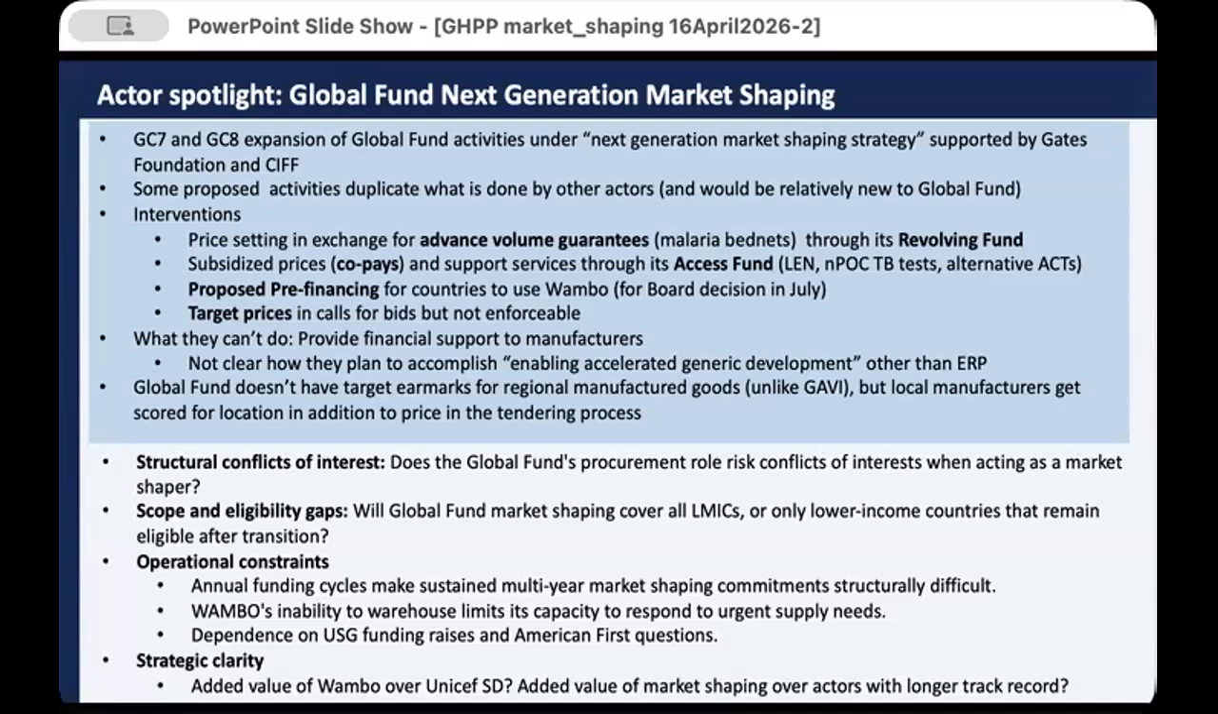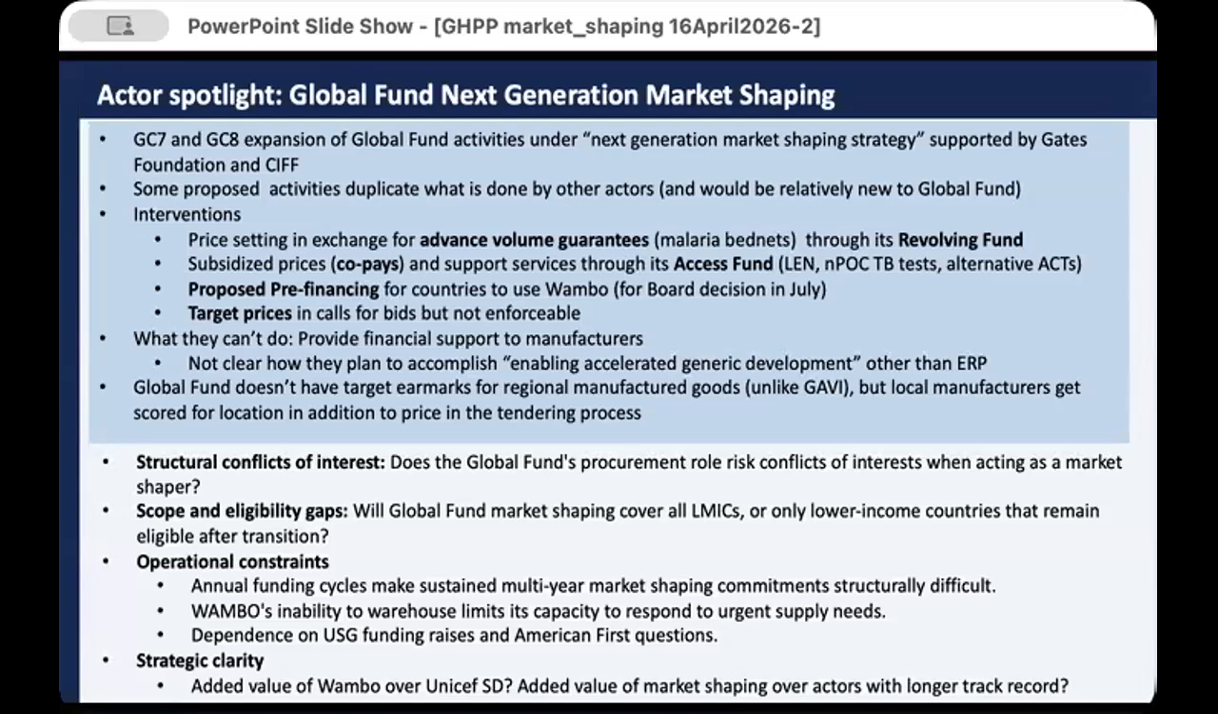That Access Fund, as I mentioned, is funded also by CIF. That allows for co-pays in the case of lenacapavir, the new near point of care tests for TB, and alternative ACTs. What will be in front of the board in July is whether the Global Fund will also set up a pre-financing facility, a revolving one, in order to allow countries to purchase on credit. This will matter a whole lot, not only for countries that are required to co-finance some of their procurement, but obviously for countries that would like to use WAMBO as they transition off of Global Fund funds.